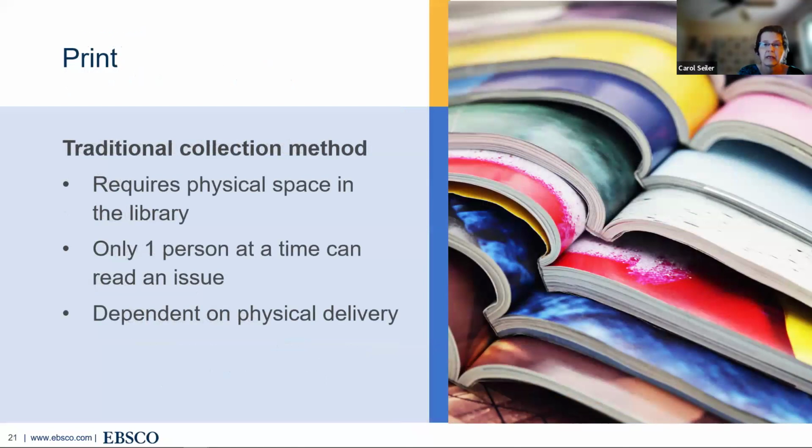When you're looking at print, print is the traditional collection method. It does require physical space in the library, so if your library is losing space, you might have to cut back on print. One person at a time can read an issue. That can be limited if you have an entire class assigned the same article, which I know never happens. It's dependent on physical delivery, so you're dependent upon the mail service or UPS or whomever the delivery service is to get it to you. So print is traditional, it's great, but there are catches to it.